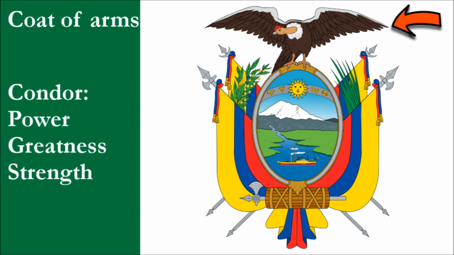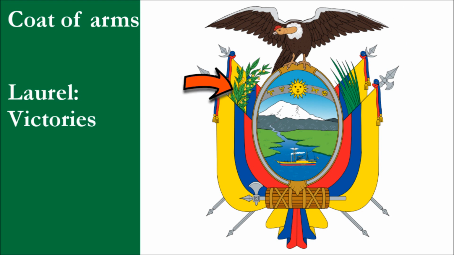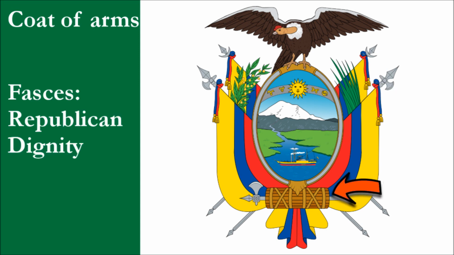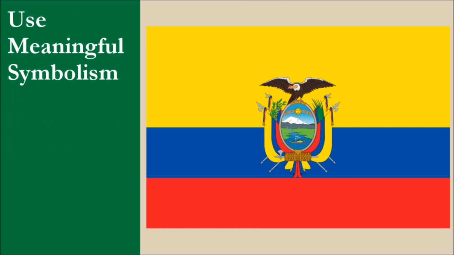The bird on top of the shield is a condor, and it symbolizes the power, greatness, and strength of Ecuador. The laurel on the left represents the victories of the Republic. The palm leaf on the right side is a symbol of the martyrs of the fight for independence and liberty. The fasces below the shield represents the Republican dignity. To sum up, the symbolism of the stripes is not officially defined, though we do know how the colors originated. The coat of arms has a lot of good symbolism crammed in. For this principle, the flag gets 6 out of 10.